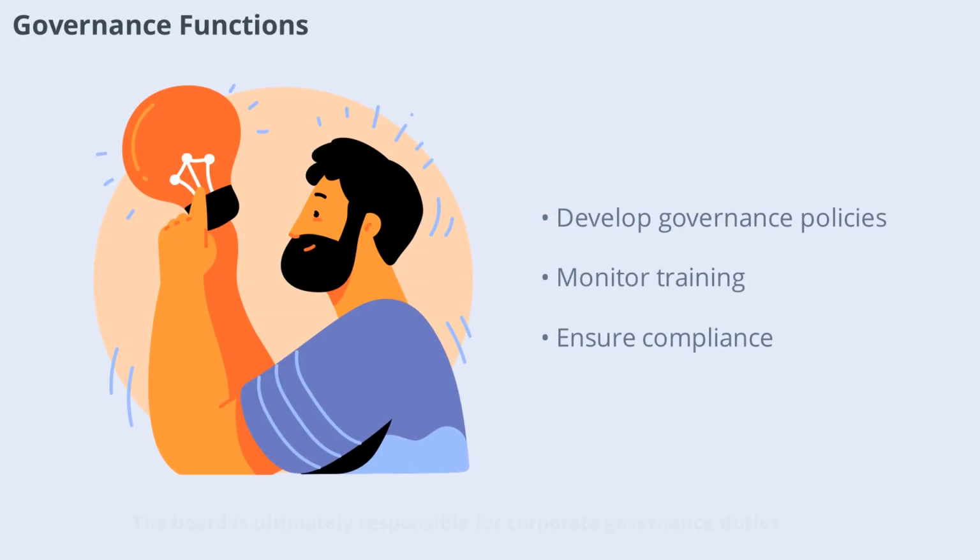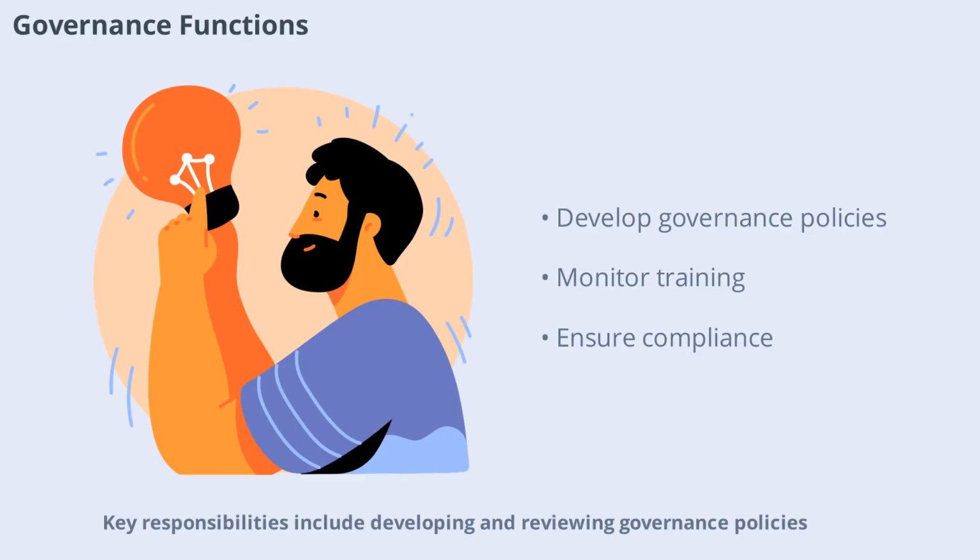The board is ultimately responsible for corporate governance duties, though it may delegate these to committees. Key responsibilities include developing and reviewing governance policies, monitoring director training, ensuring compliance with laws and regulations, and overseeing the code of conduct. Regular review and disclosure of these activities are essential for maintaining high governance standards.